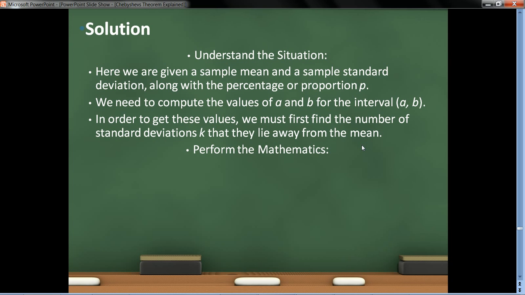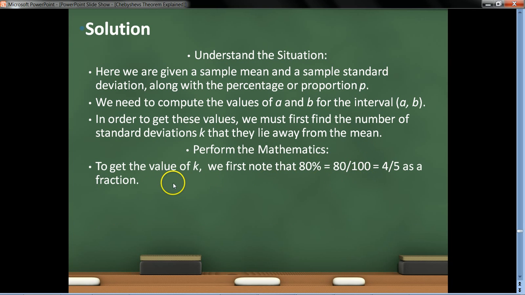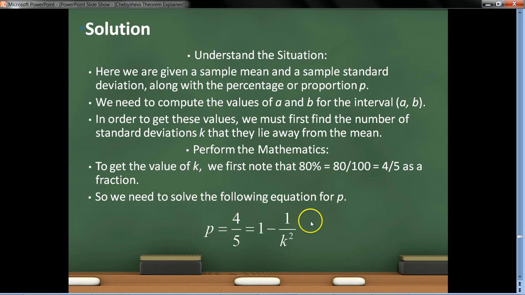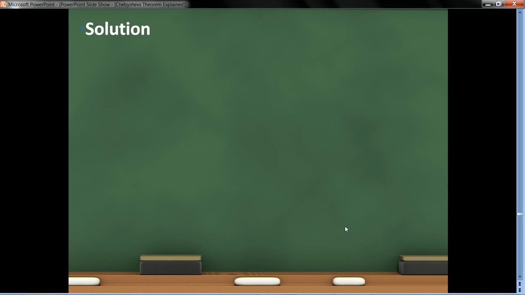To get the value of K, we first note that 80% is 80 over 100, or just 4/5 as a fraction. Now we've got to do some equation solving. We need to solve the equation P equals 1 minus 1 over K squared for K. There's the equation right there: 4/5 equals 1 minus 1 over K squared. This is about the hardest algebra you have to do in introductory statistics, so don't worry about it.